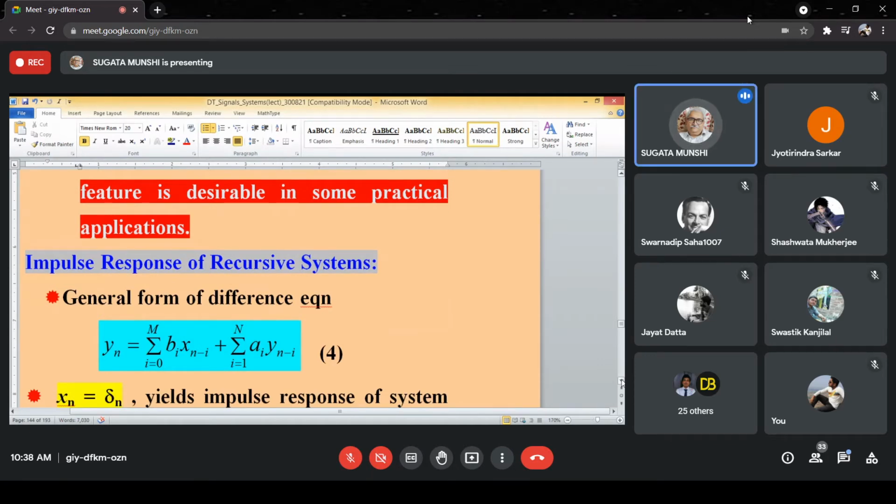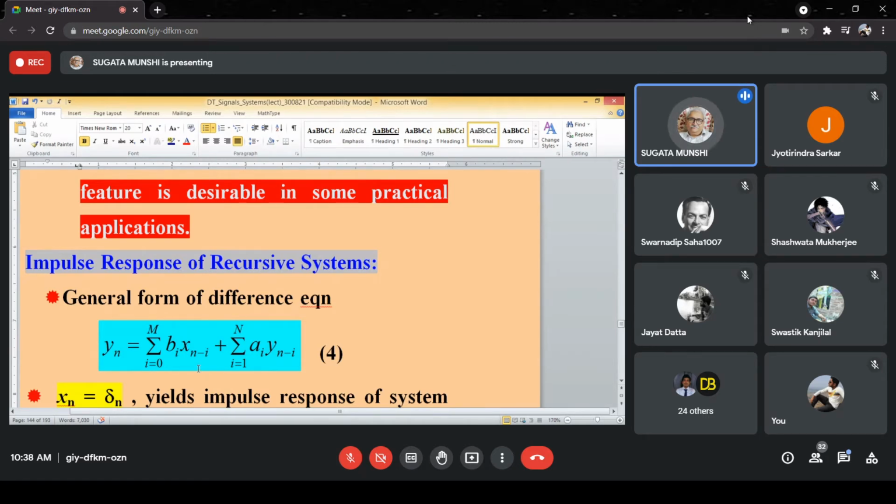Come now to the impulse response of recursive systems. The difference equation representation of the recursive system is given in equation 4. On the right hand side, you have two summations. The first one is the non-recursive portion of the output, and the second one is the recursive portion of the output.